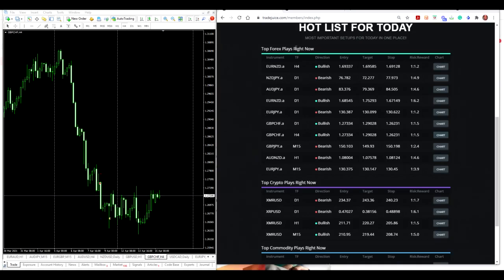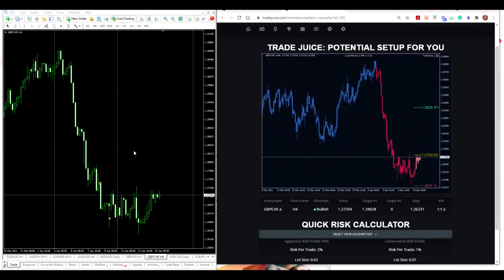Hi guys, I'm on the hot list today for TradeJuice, and one of the trades amongst all the many here that I'm looking at trading is the pound CHF 4-hour chart. There it is displayed there, telling me my entry point, risk, target, stop loss, and so on. Let's see what the chart looks like. It looks identical to mine. That's where the entry point should be. The take profit target is there, and the stop loss down here.